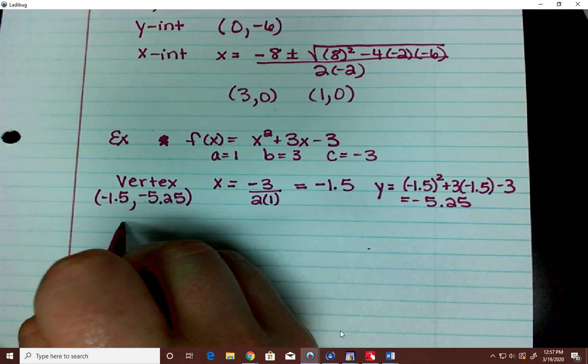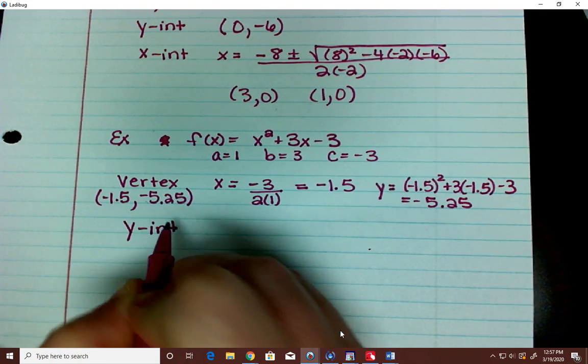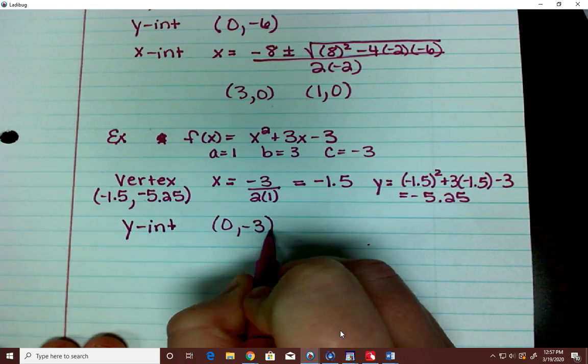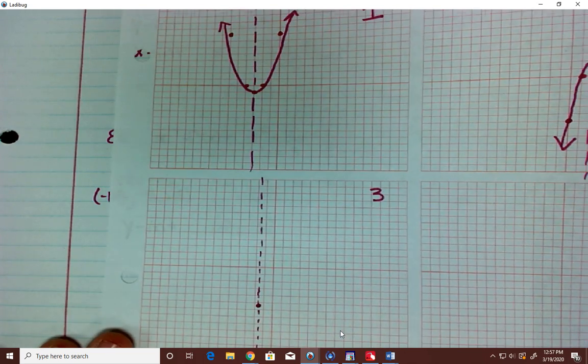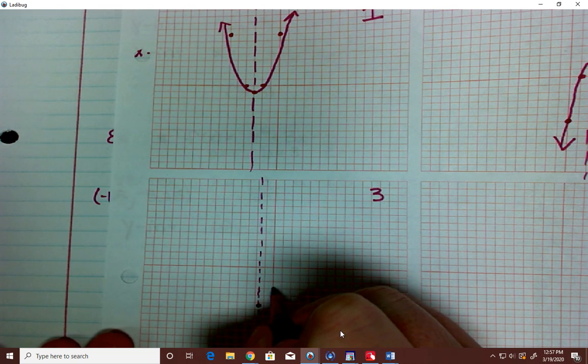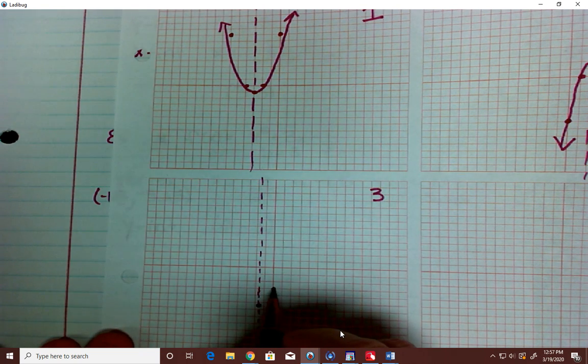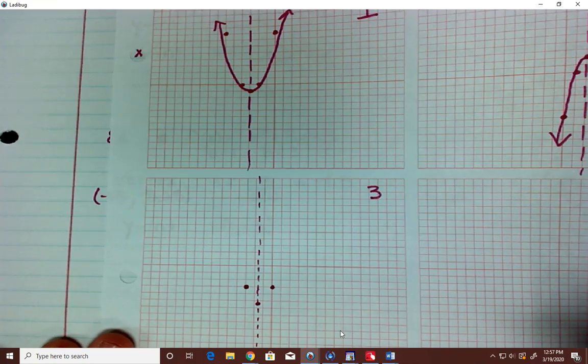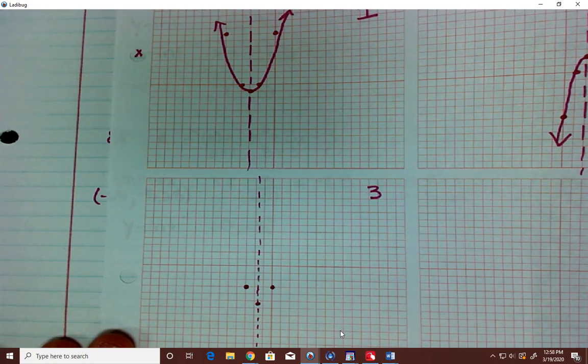Then we find our y-intercept, which is 0, c. So that's going to be 0, negative 3. So we plot 0, negative 3, and then its mirror image. So that's over 1.5. So I go over 1.5 in the other direction.